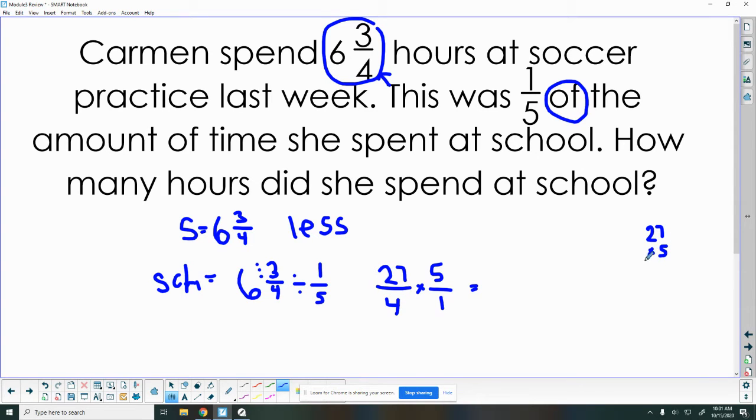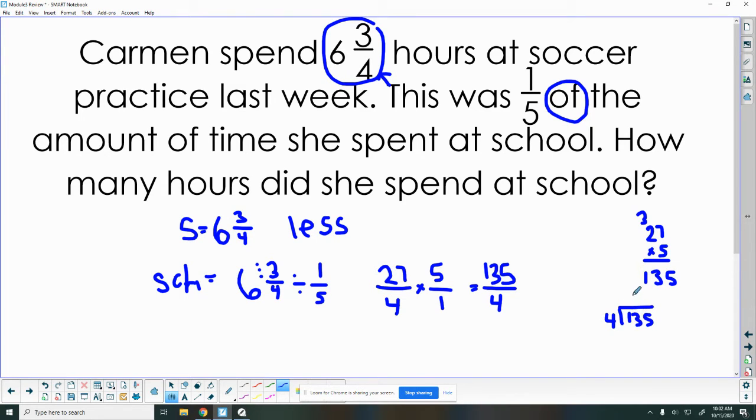So go ahead and see if you can pause the video and do 27 times 5. So there's 10, 11, 12, 13. So we have 135 over 4 times 1 is 4. So now I need to simplify this problem here. So 135, we're cutting it into groups of 4. See if you can stop the video and finish this problem.